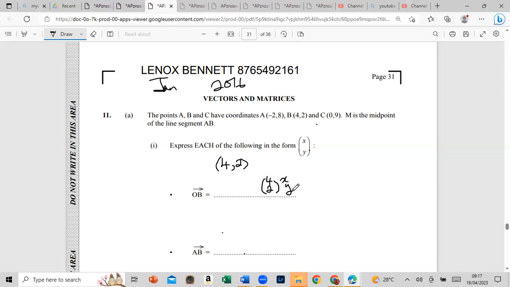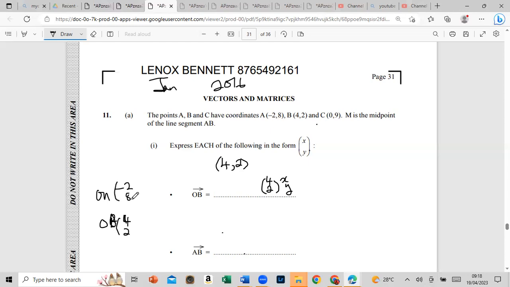Alright, so now they ask us to find the vector AB. So what I'm going to be doing is just rewriting OB, which is 4, 2. Well, that was B. And then OA would have been negative 2, 4.